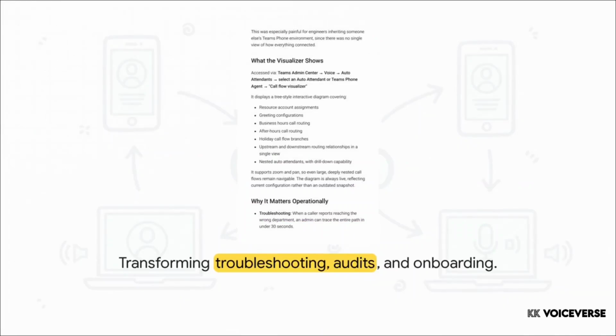But it's not just about lightning-fast troubleshooting. Think about the broader impact here. For compliance audits, you now have an instant visual paper trail of your call routing you can hand over in seconds. In onboarding, a new admin can instantly grasp your entire architectural layout in one look, completely skipping the agonizing process of trying to map it out themselves.